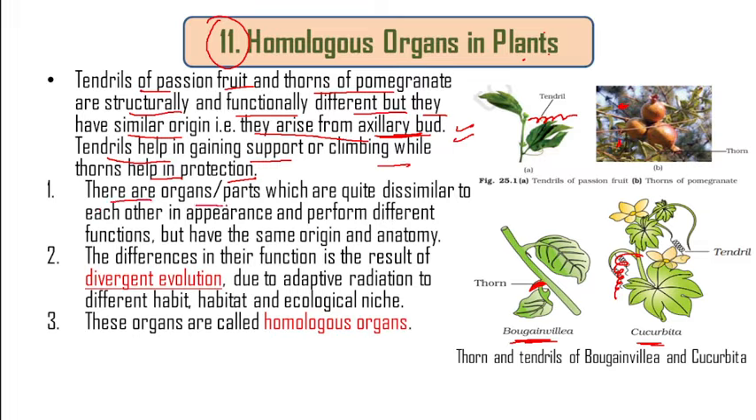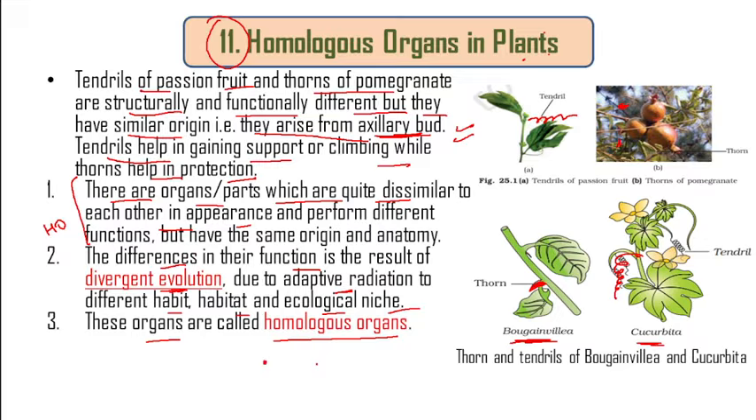These are organs or parts which are quite dissimilar to each other in appearance and perform different functions, but they have the same origin and anatomy. This is the definition of homologous organs. The difference in their function is the result of divergent evolution due to adaptive radiation to different habitats and ecological niches. So these organs are called homologous organs.